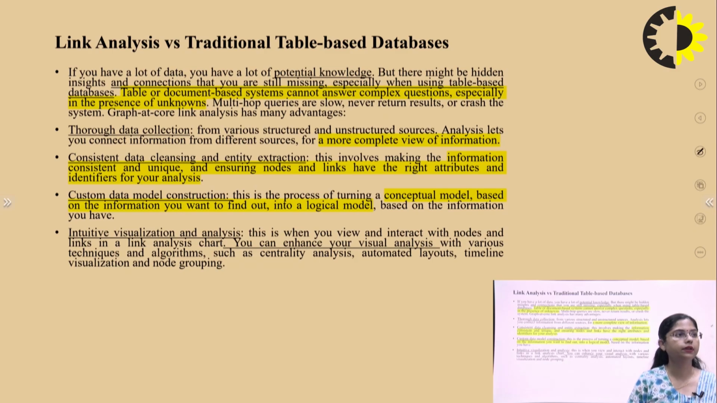Graph at the core, link analysis has many advantages. Through data connection from various structured and unstructured sources, analysis lets you connect from different sources for a more complete view of information. So, what are structured and unstructured sources here?